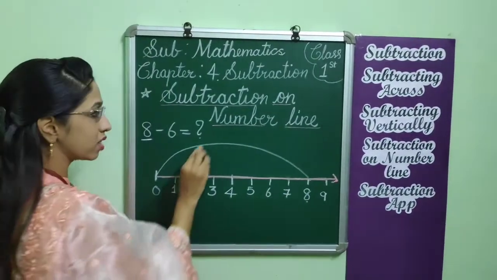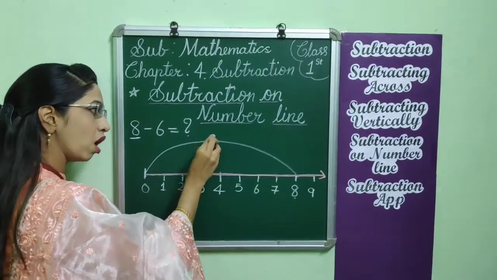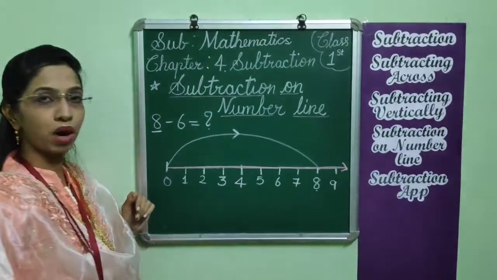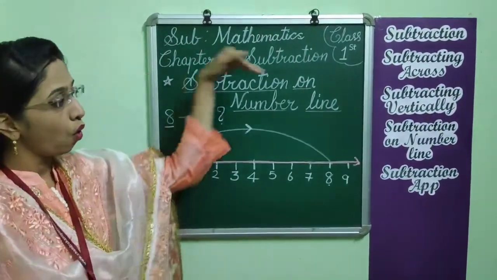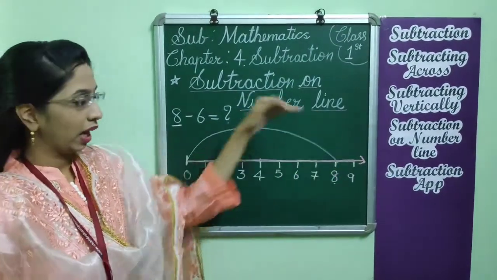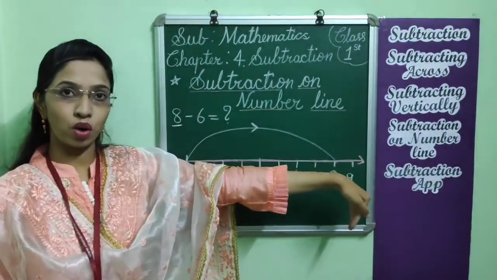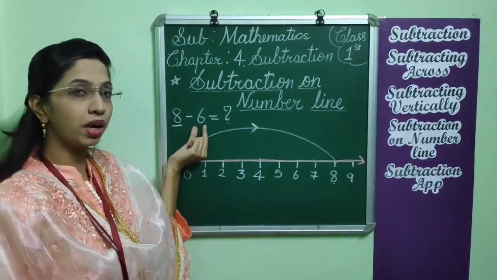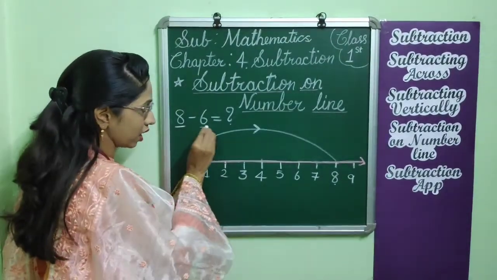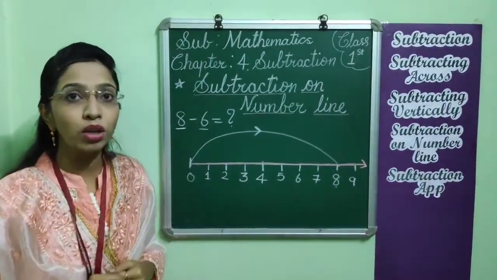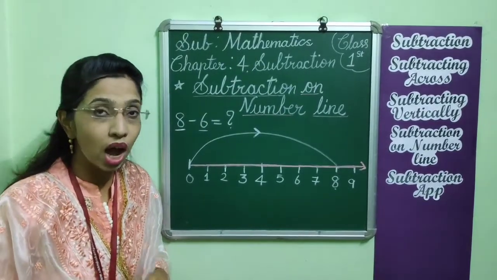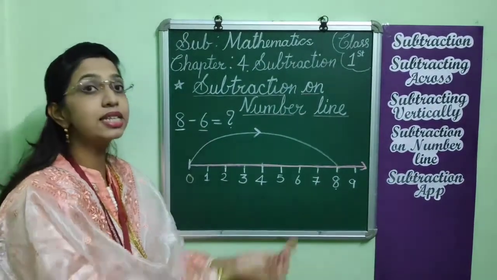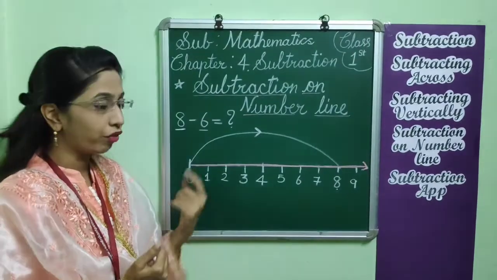Forward. Yes. What did we have to draw? Forward arrow mark. How are we jumping? Forward. 8 places forward. Then what is the second number? 6. So what do we have to do now? You have to count 6 places backward from 8.